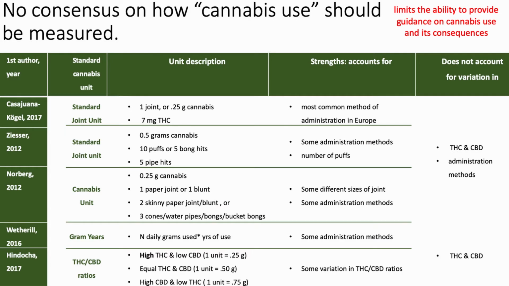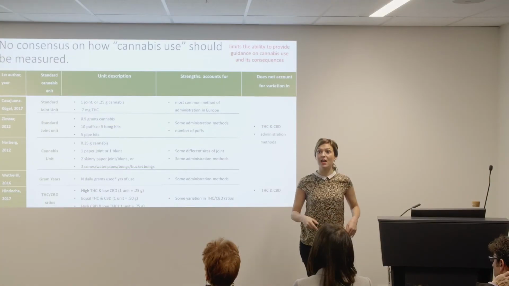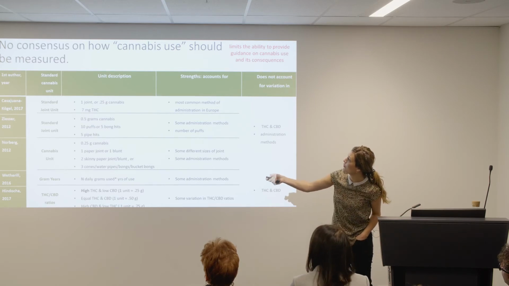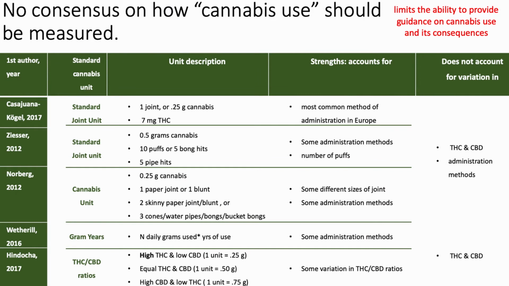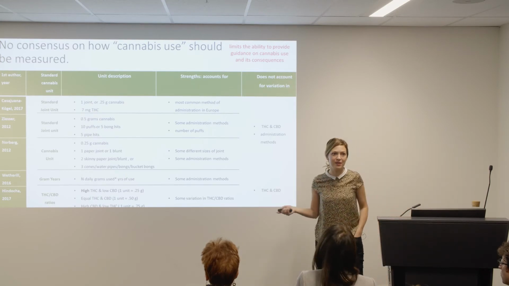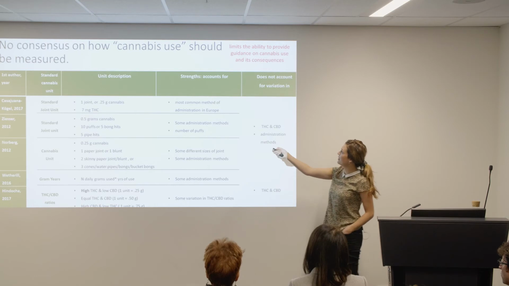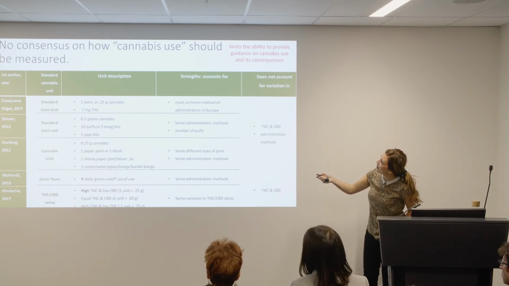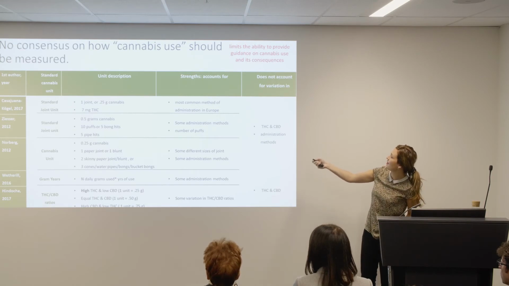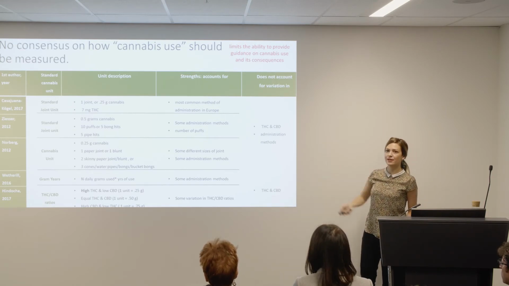So far, this is a bit of a summary of all the studies that have tried to develop consensus or measure of cannabis use. How do we standardize cannabis exposure? So there's the notion of standard joint unit, which is good because smoking joints is very common in Europe. However, lots of people don't smoke joints anymore, and how do we address measurement of dabbing or gummy bears and other methods of administration? But also it doesn't address what are the THC and CBD levels in cannabis products.